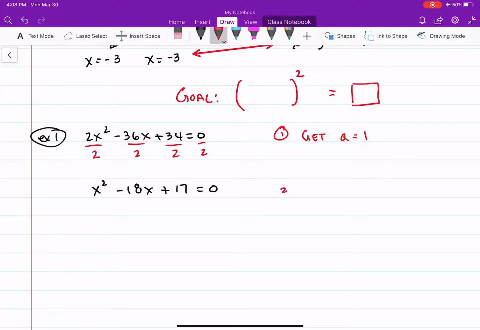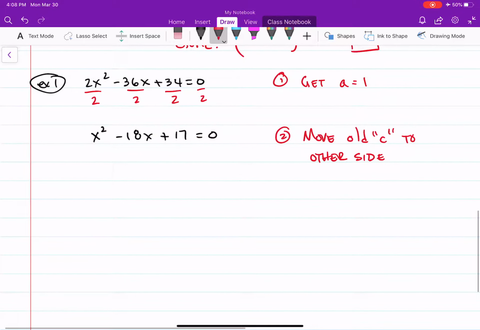What's step 2? Step 2 is to move my old c to the other side. Well, to move it, I got to subtract the 17, so I get x squared minus 18x is equal to negative 17. So that's the only way I can move it, is to subtract the 17 from both sides. Step 3.